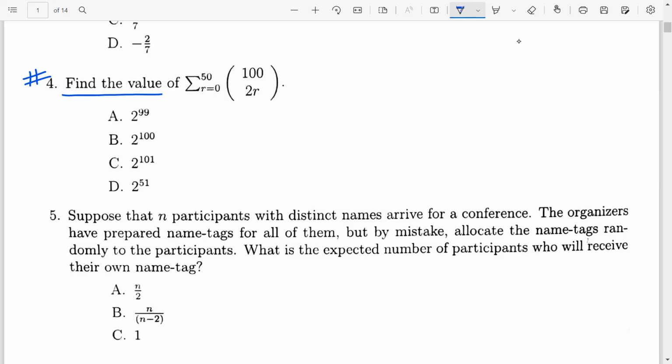We need to find the value of summation as R goes on from 0 to 50, 100 CR. Remember, this is the notation we use for combinations. Okay, so let me quickly come to the whiteboard and let's solve this particular question.